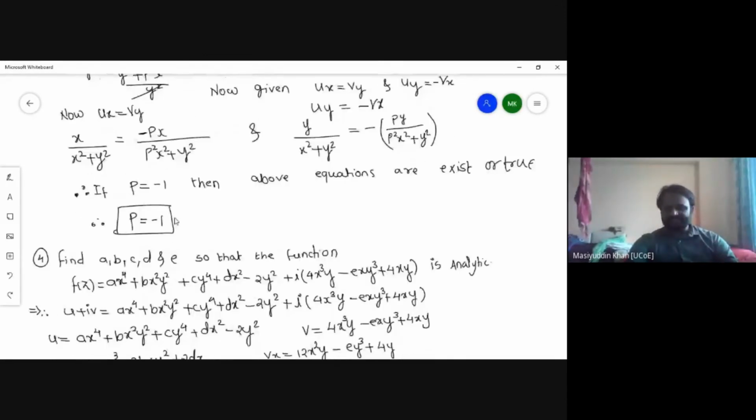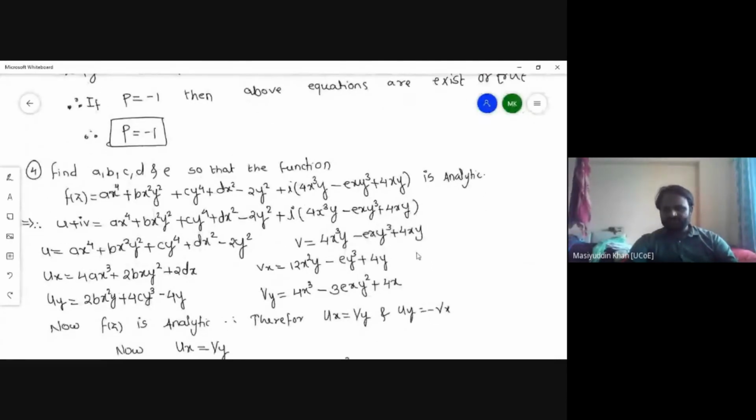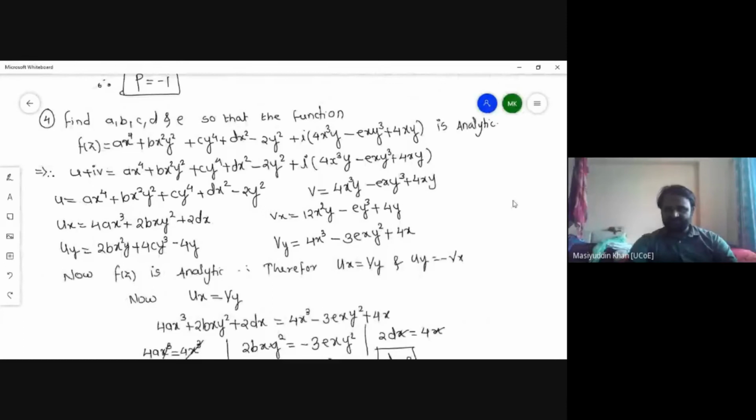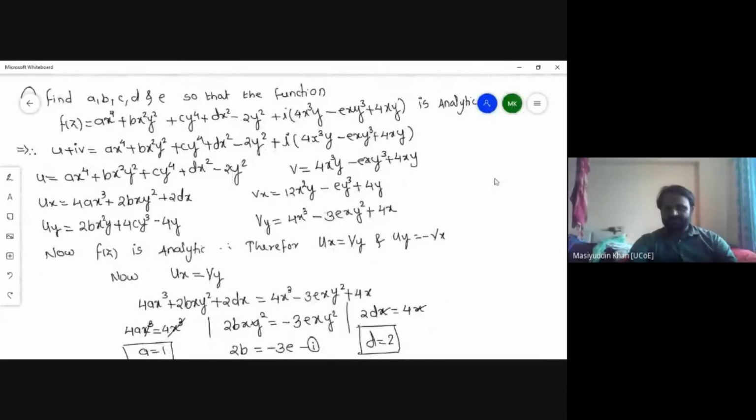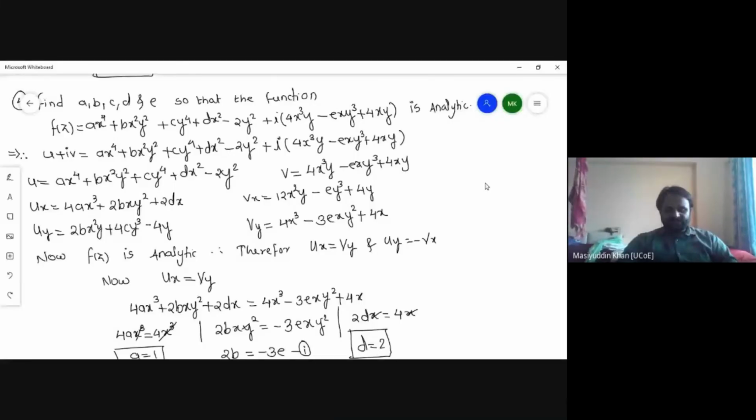Now the last question is to find a, b, c, d and e, so that the function f of z, ax raised to 4 plus bx square y square plus cy 4 plus i into dx square minus 2y square, plus 4x cube y minus exy cube plus 4xy, is analytic. Again a similar question like the second question. Take the functions u and v, differentiate partially with respect to x as well as with respect to y for both u and v, and after differentiating we got the values.